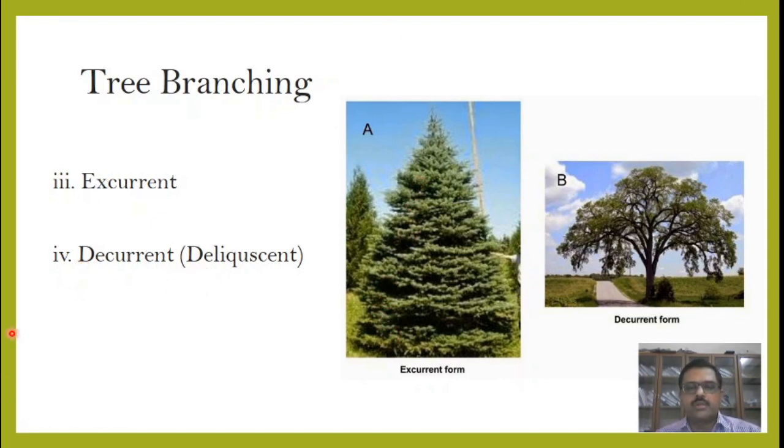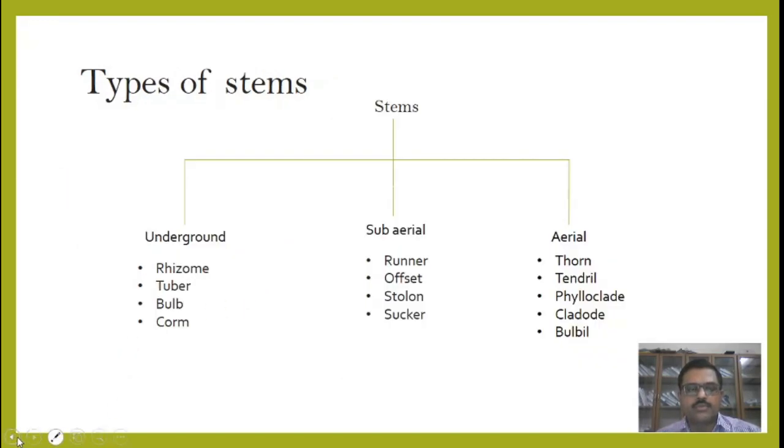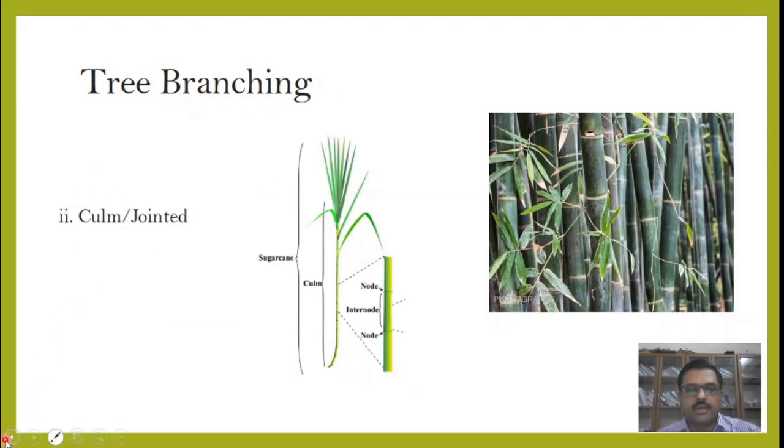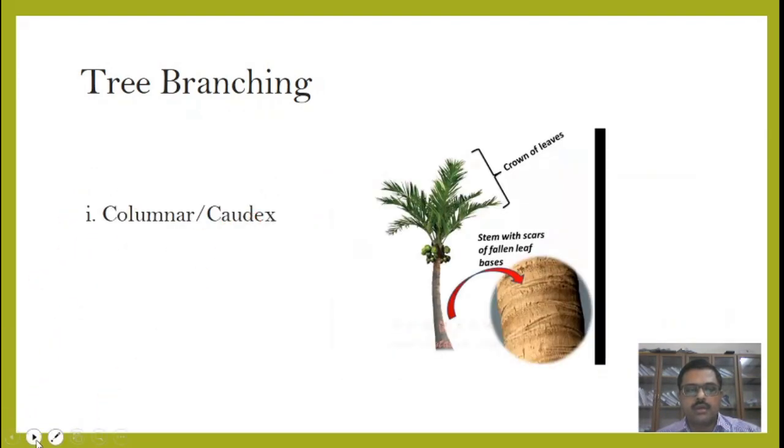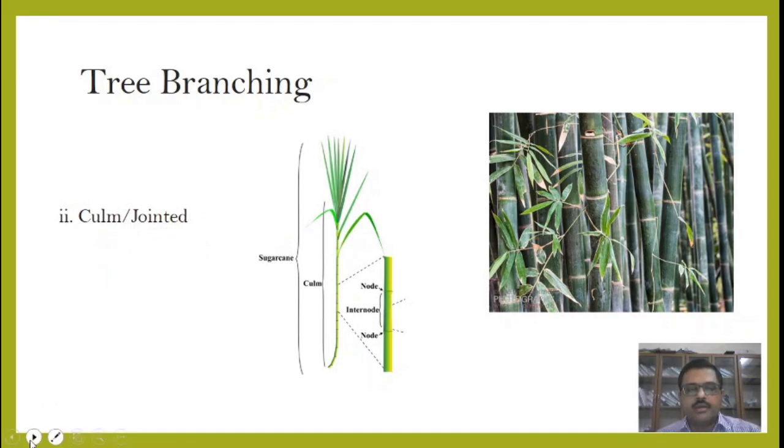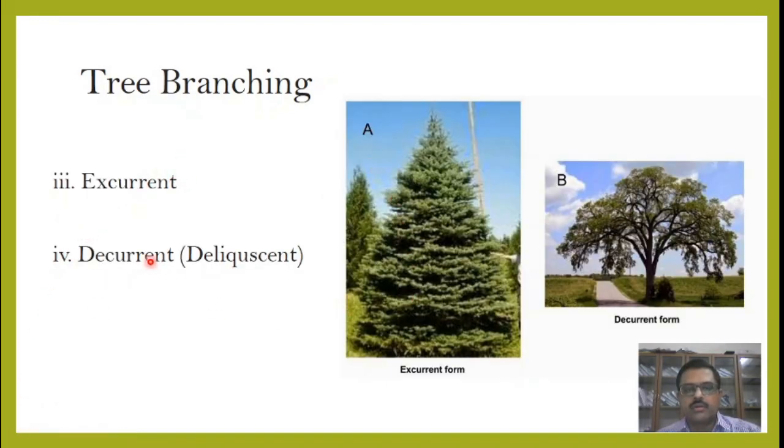Then there are decurrent or deliquescent stems which show branching. After growing for a certain height, the stem starts to branch. And here there are different modes of branching in these stems. They may be dichotomously branched, showing a forking type of branching, or it may be other types like racemose or cymose types of branching. So these are the different types of stem based on branching. Unbranched stems like the caudex and the culm, and branched ones which are excurrent or decurrent.